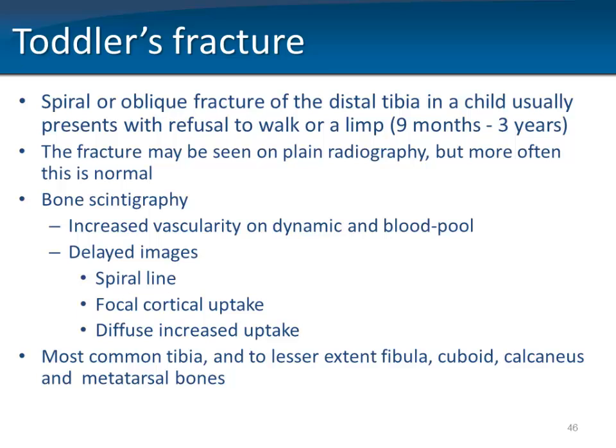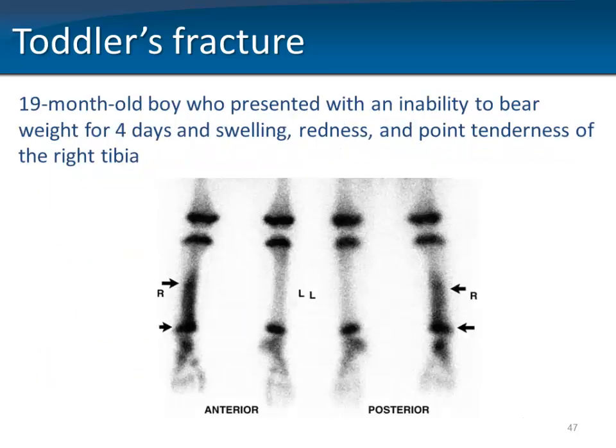What you see on bone scan is increased vascularity early on, and the delayed images can show you this typical spiral line, some focal uptake, or just a diffuse increased uptake. Again, the most common site is the tibia, but to a lesser extent other skeletal sites can be affected too.